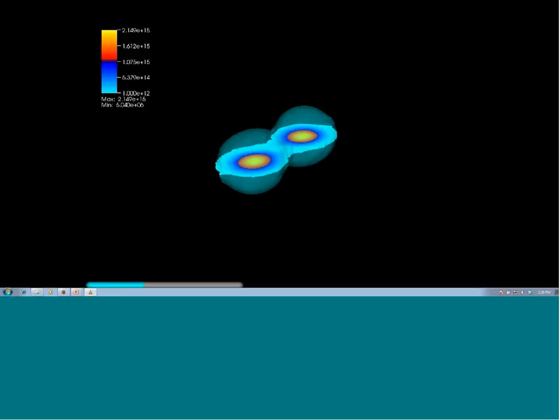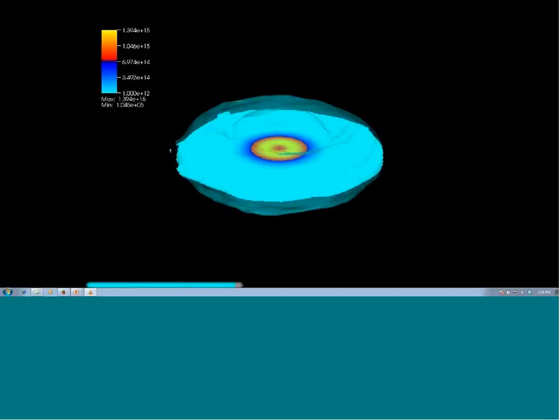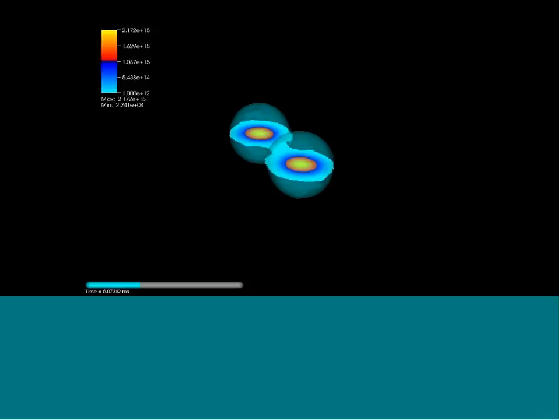The stars start inspiraling, and tidal effects start to take over, and then the stars merge and the ringdown happens, and now it becomes a massive object. Initially, it starts as point masses orbiting, and then tidal effects start to take over, and the stars start to merge.